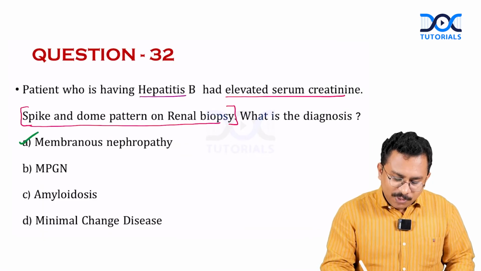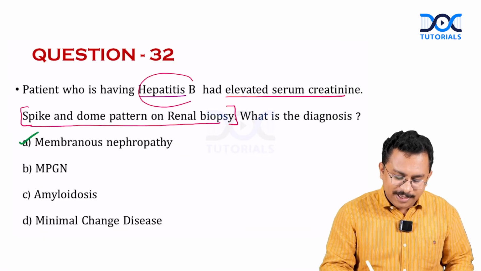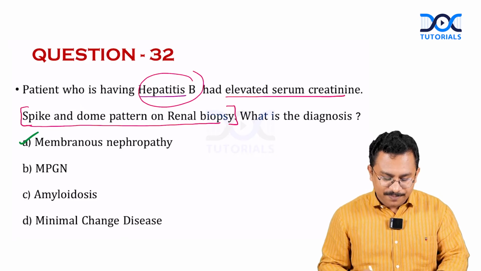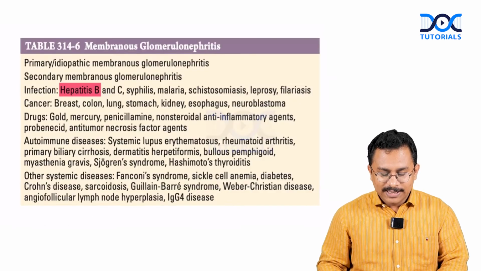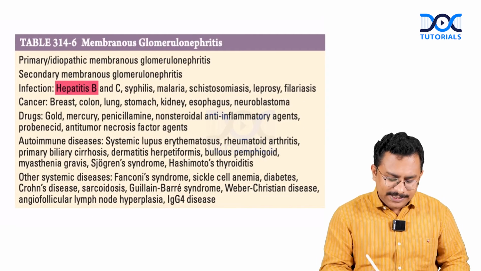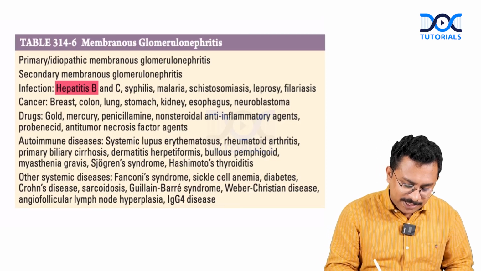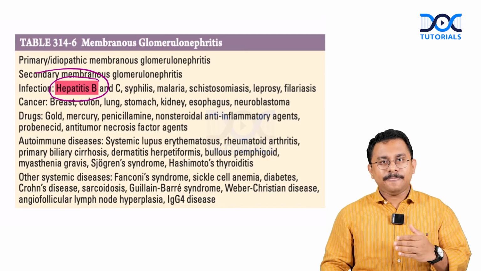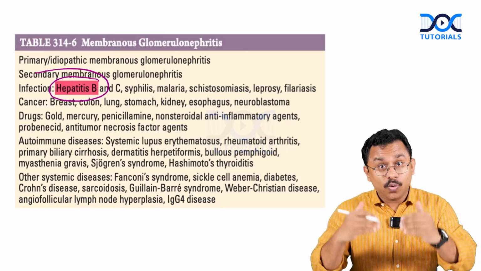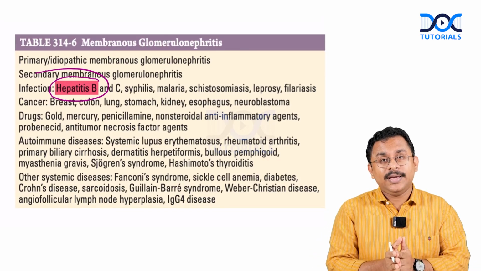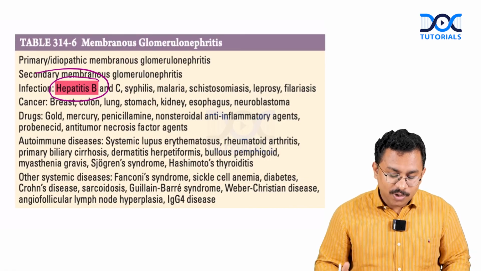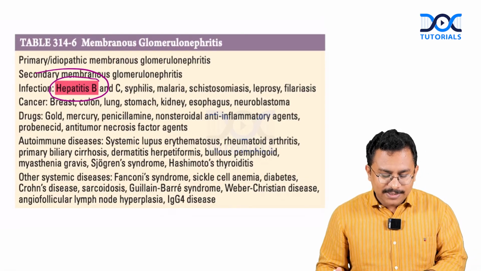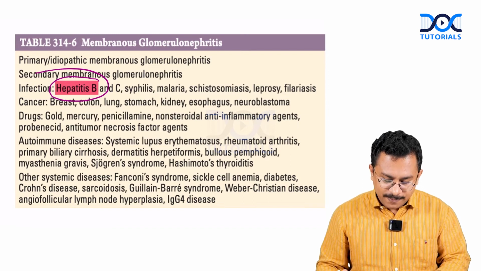Okay, what about the relation with hepatitis B? Well, when you look at the causes of membranous glomerulonephritis, I've taken this from Harrison. You can see that, as I've already mentioned in my lectures as well, there is an association with infections like hepatitis B. But mind you, this is not the only renal condition associated with hepatitis B. You can have other glomerulopathies as well. But again, there is an association with hepatitis B in case of membranous glomerulonephritis.